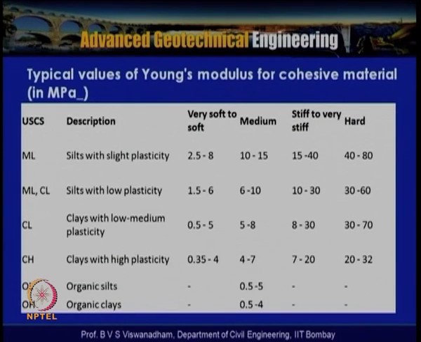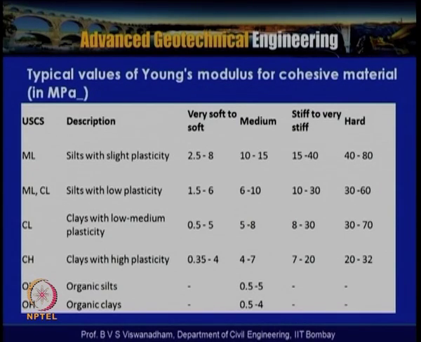Now let us consider the cohesive materials, particularly fine grained soils, where you have the silts with slight plasticity. So we have low plastic silts, that is ML type of soils. In this the consistency is represented as very soft to medium, stiff to very stiff to very hard. So in this case the E values range from 2.5 to 8 megapascals to 40 to 80 megapascals. And similarly we have the silts with low plasticity, they vary from 1.5 to 6 megapascals to 30 to 60 megapascals.